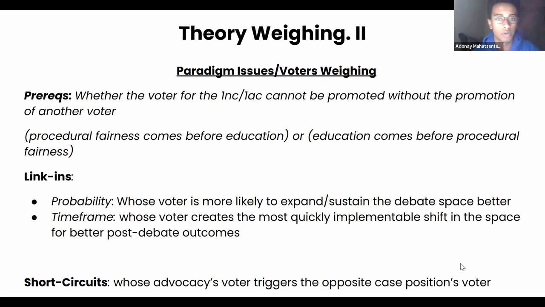So for example, when it comes to probability, whose policy or whose side is more likely to sustain the debate space or make it educational or fair, and how long would that take? Does that mean that students are experiencing these outcomes after leaving the debate space, or do they have to stay with it for years upon years for you to actually see that impact? Short circuits are just a variation of a prereq. It's whose advocacy could solve for the other or trigger the other. So if I have an educational debate, does it immediately become fair, and vice versa?